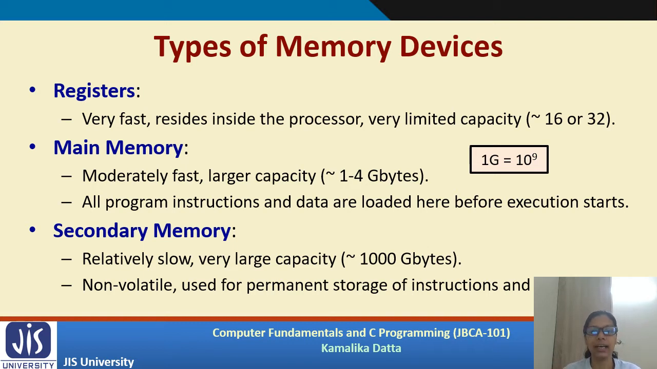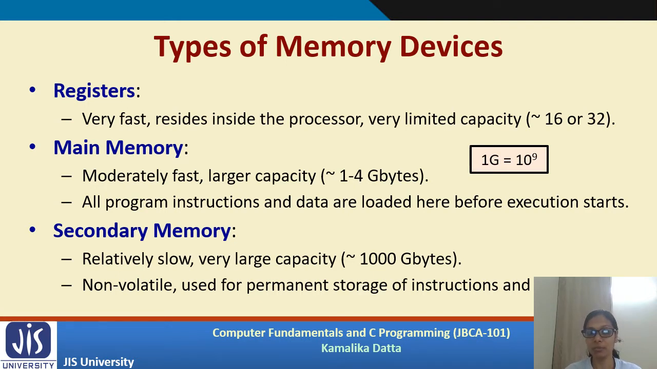They are non-volatile in nature. So main memory and registers are all volatile in nature. What do we mean by that? When the power is switched off, all the information stored here is lost. But secondary memory is different. It is non-volatile. Data or instructions stored here are permanently stored. You can delete it and you can rewrite it, but it is basically used for permanent storage of instructions and data.